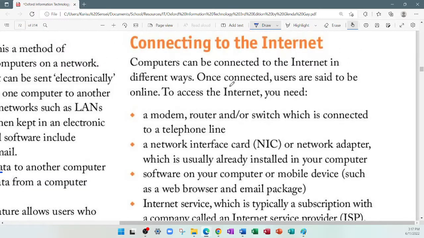Now, how do you connect to the internet? What devices do you need? Your main device that you're going to need to connect to the internet is a modem. That's the first device that facilitates the connection to your ISP.